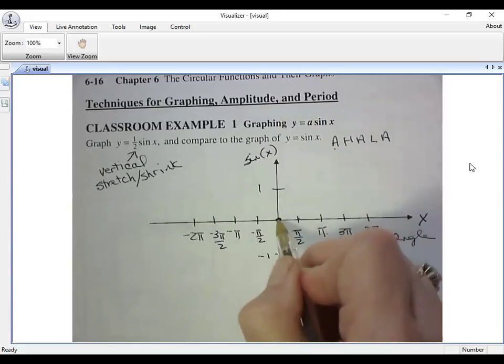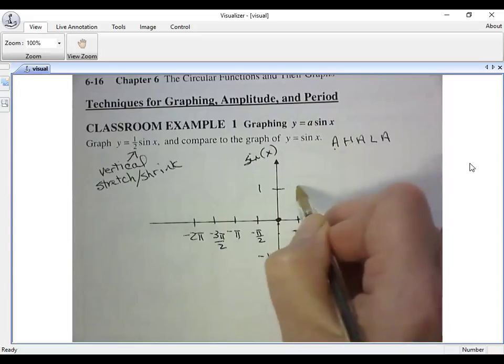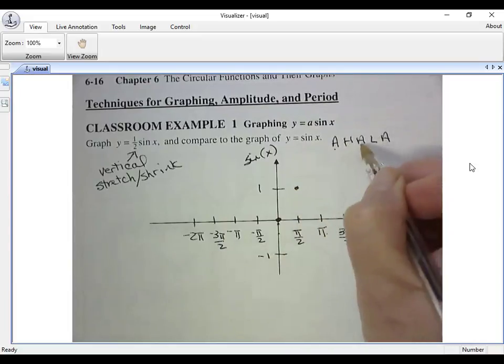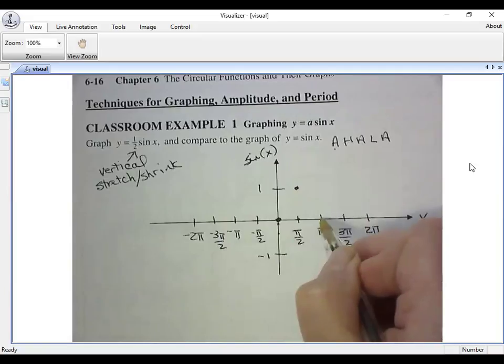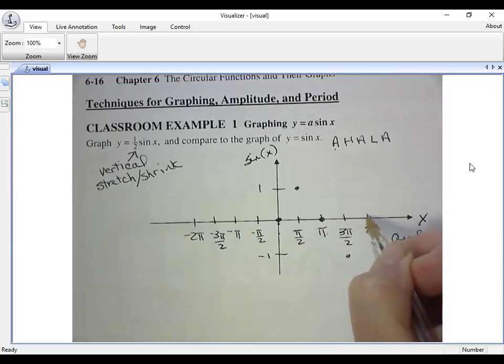Well, it started at 0, so if I put in pi over 2, I'm at 1, because that's a high value. Back at pi, I'm at the axis, so that's 0. What about at 3 pi over 2? -1. 2 pi is 0.